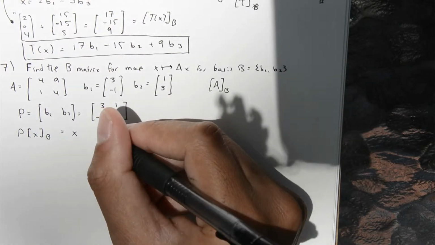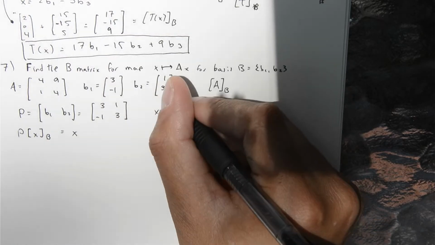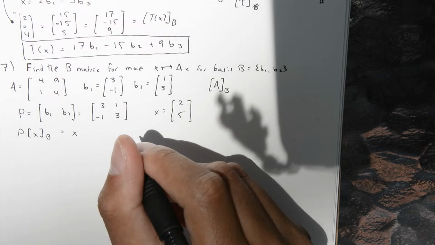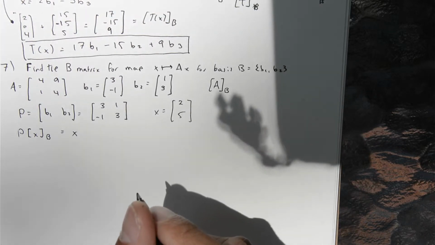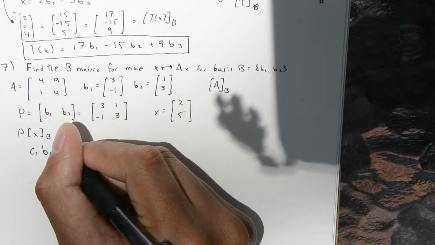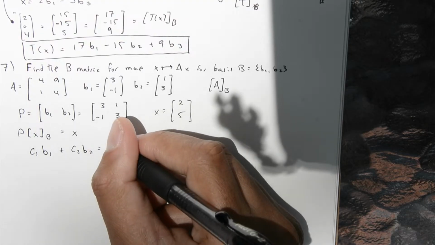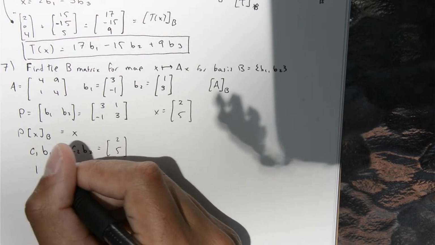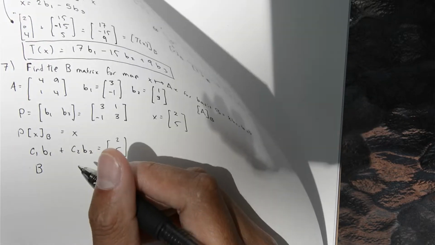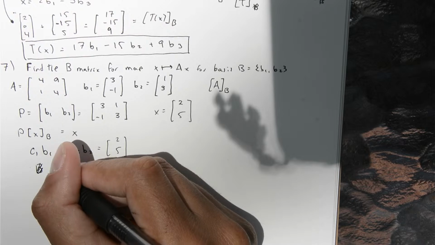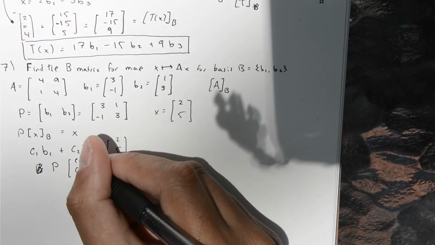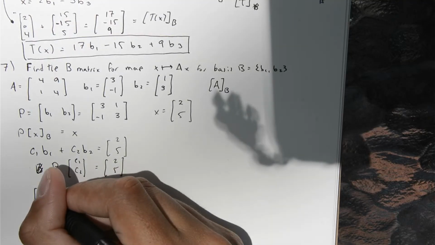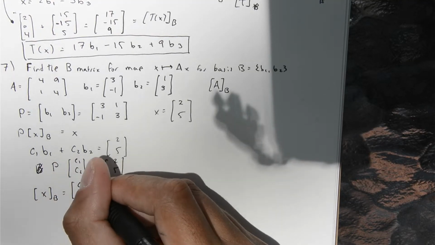So everything's all nice. If we took x equal to, I don't know, 2, 5 or something, then what we want to know is, let's say C1 B1 plus C2 B2 is equal to 2, 5. This can be written as P times C1, C2 is equal to 2, 5. So we can say x relative to B is equal to C1, C2, and you solve for that.